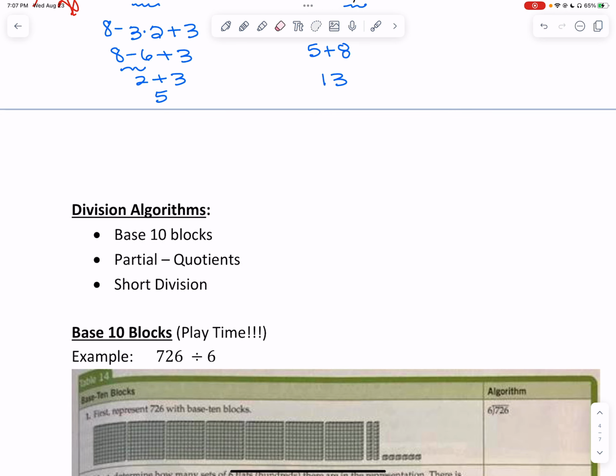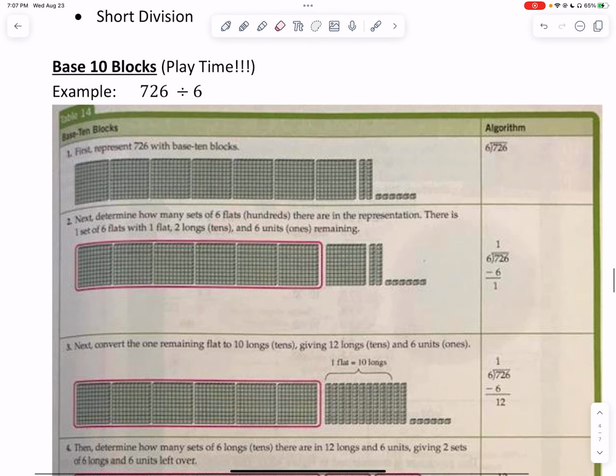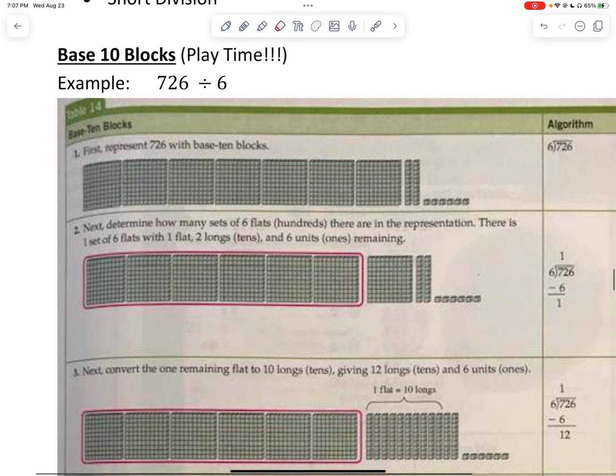We're going to use base 10 blocks. We're going to do partial quotients and we're going to do short division. Okay. So base 10 blocks. I'm going to show you how this works, and then have us work one out. Okay. So with this one, notice we're dividing 726 by 6. All right.